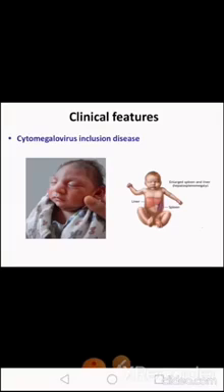Clinical features of cytomegalovirus. There is a disease called cytomegalic inclusion disease, in which there is infection of the fetus, and this is characterized by multinucleated giant cells with prominent intranuclear inclusions. I'll talk about these inclusions in lab diagnosis. Many organs are affected and widespread congenital abnormalities result.